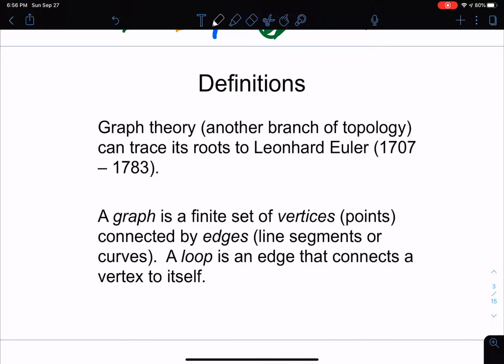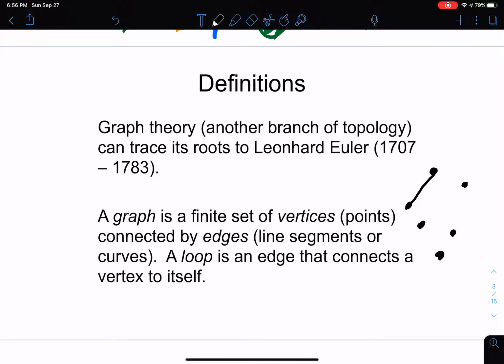So Mr. Euler, this was in the 1700s. 1707 to 1783 was his lifetime. And he helped develop this branch of topology. And in graph theory, we do draw graphs, but graphs are sets of points, vertices. You can have just one point, or you can have multiple points in a graph. And these points are connected by edges.